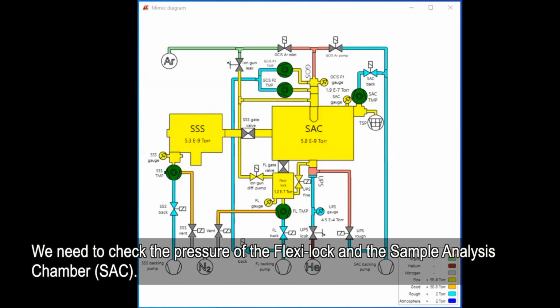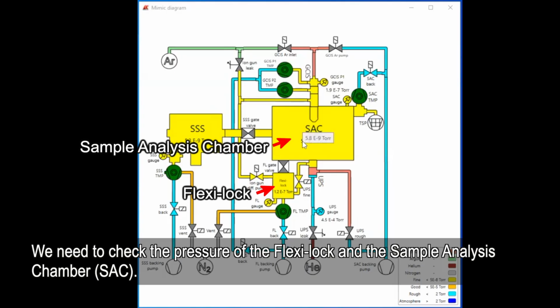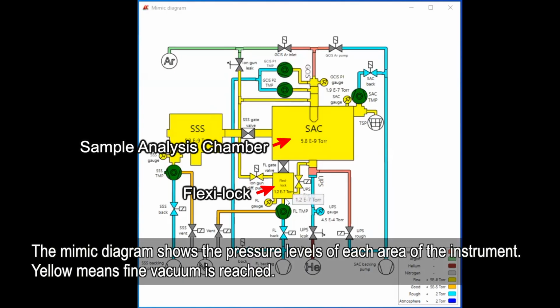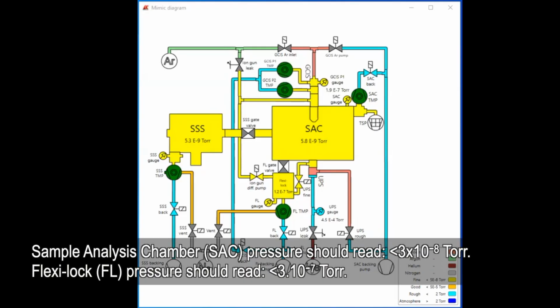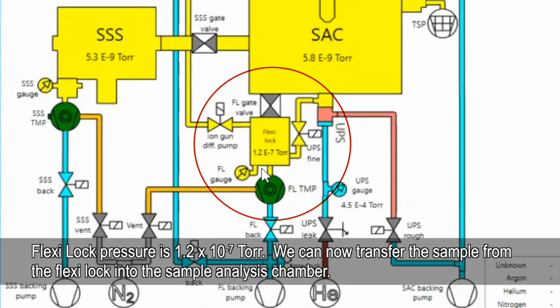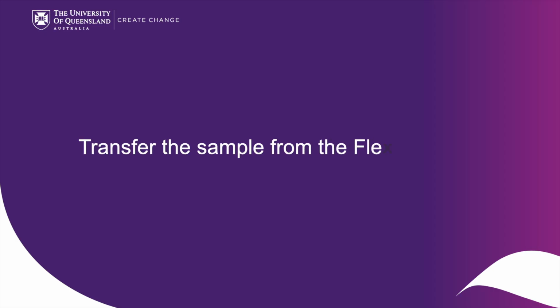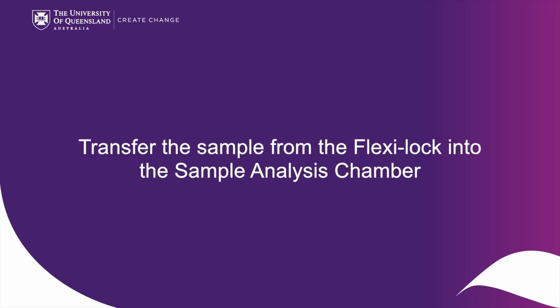First, we need to check the pressure of the FlexiLock and the pressure of the analysis chamber. We have the mimic diagram for the instrument, and this tells us the pressure of the SAC, which is the sample analysis chamber. Basically yellow means it's under fine vacuum, which is good. In order to transfer a sample from the FlexiLock to the SAC, we need a pressure of about 3 times 10 to the minus 7 or lower. You can see now it's at 1.2 times 10 to the minus 7, which is good news. So we can now transfer the sample from the FlexiLock into the SAC.